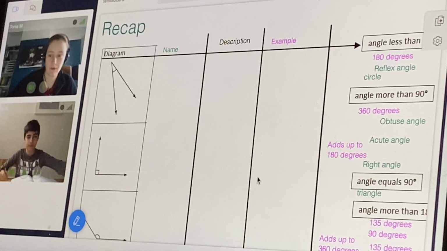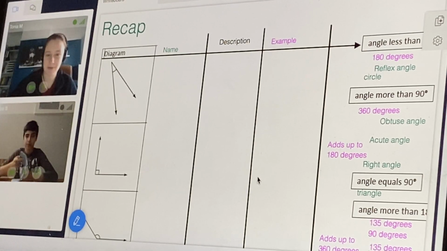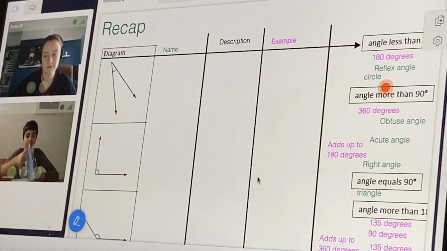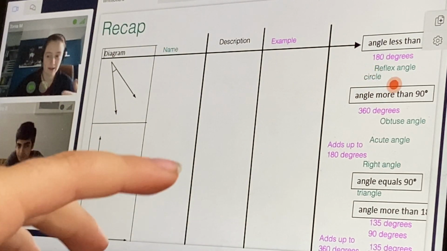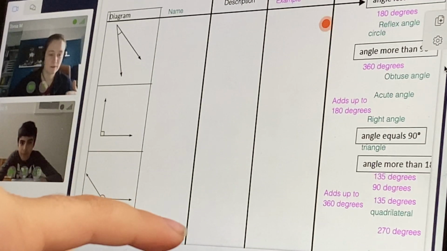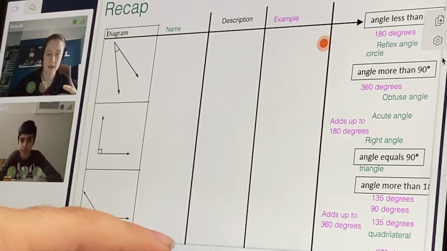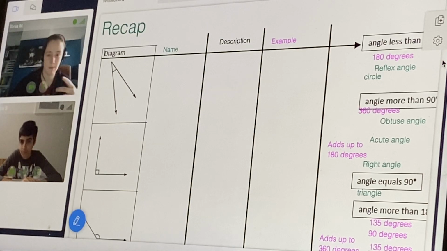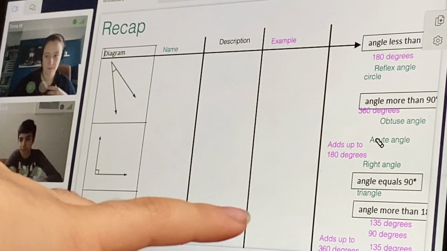Yes. I've got a little starter, so I'll just explain it because it looks a bit complicated. On my far right-hand side, the column has the name of the angle in blue, the description in black, and an example of what the angle could be in pink. Yes. What you can do is drag and drop all of these. If I thought this one was this one, I'd drag it and drop it. Okay, and they're all there.